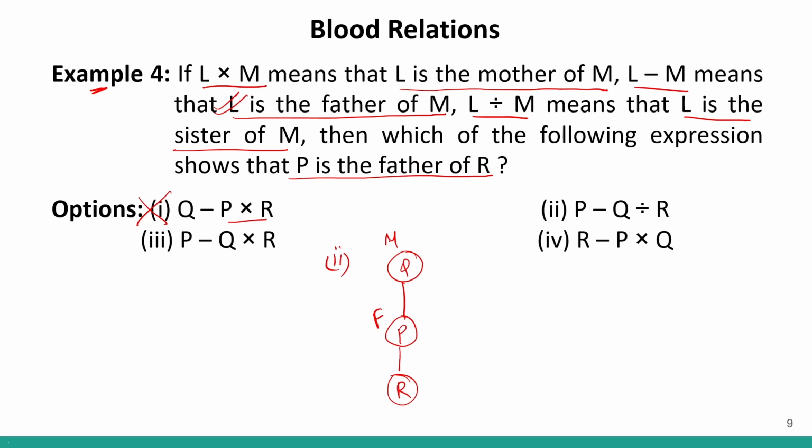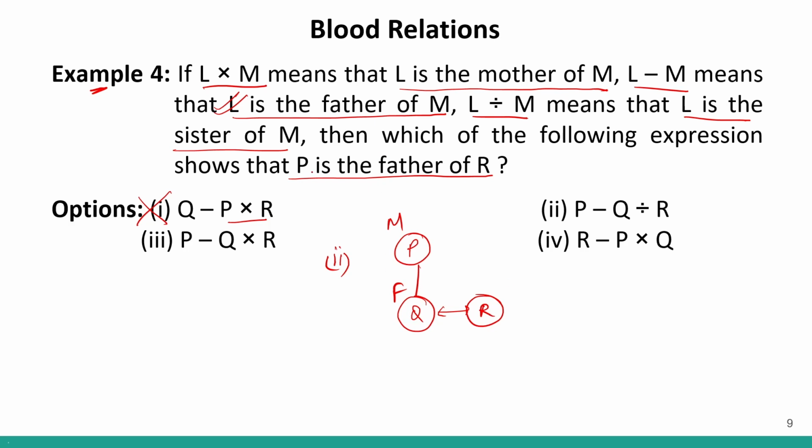Moving forward to option number 2. Option number 2 says P minus Q. So P minus Q means P is the father of Q. So P would be male, father of Q. And Q divided by R means Q is the sister of R. So Q would be female, and Q and R will be siblings. So R's gender is not known.